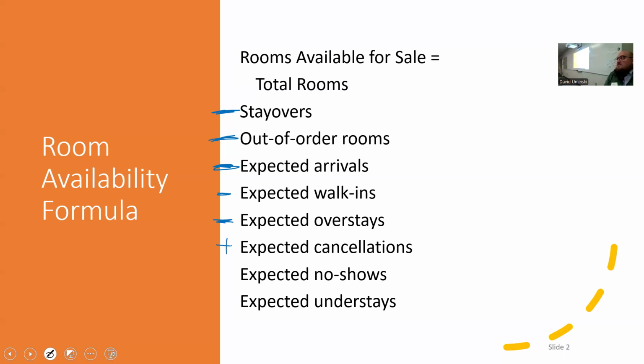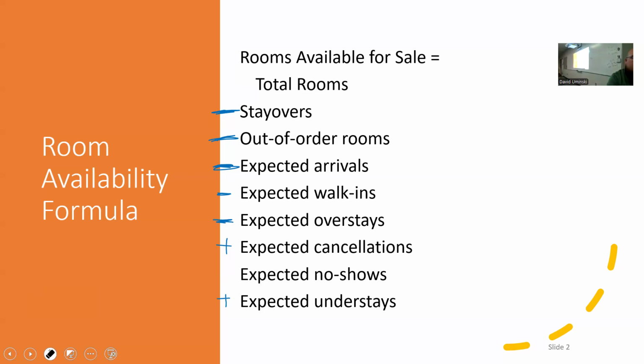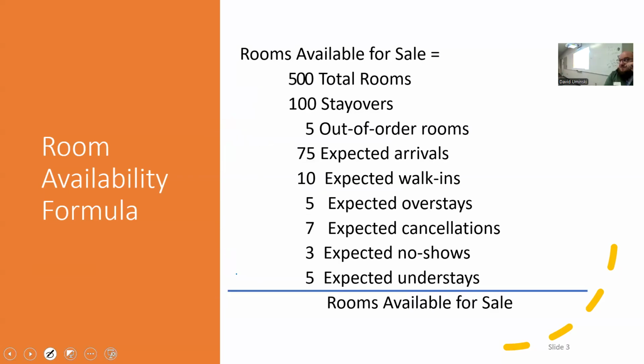If they're a no-show, it adds it back into our inventory. And then understay, they're supposed to leave tomorrow, but they had an emergency and have to leave today. It's going to add it back into our inventory. So the majority of them are going to be subtraction. Those last 3 are going to be added. So remember, if they cancel, or they no-show, or they check out early, that's going to add to our inventory. Otherwise, it subtracts.